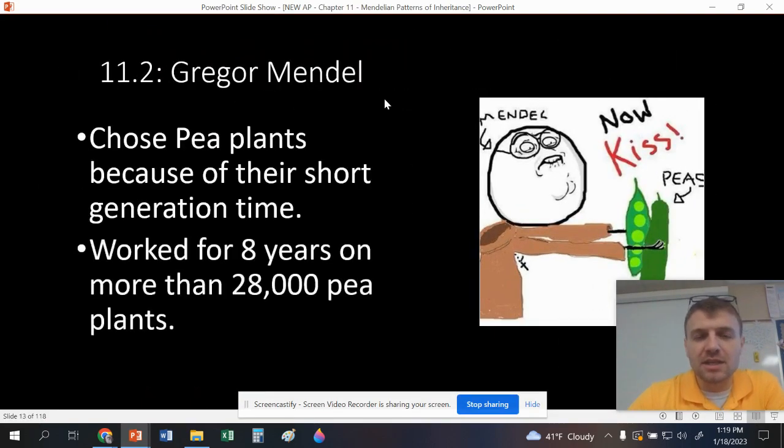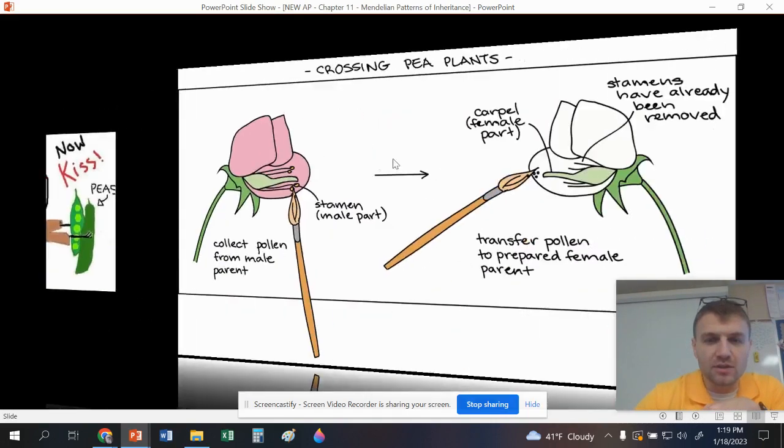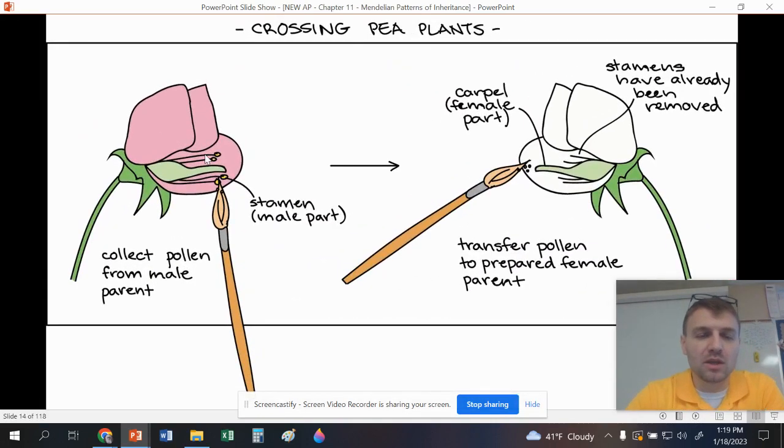So basically what he did was he looked at pea plants because they had really distinctive features, and they also reproduced pretty quickly. Now he worked for over 8 years on 28,000 pea plants, and he looked at certain phenotypes.